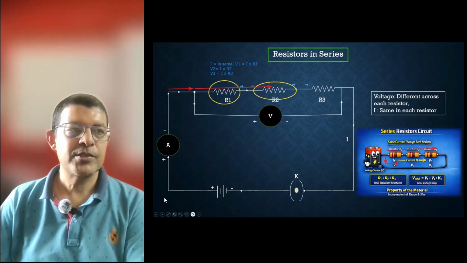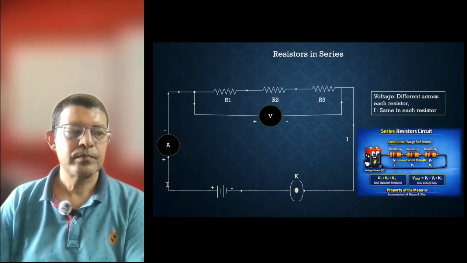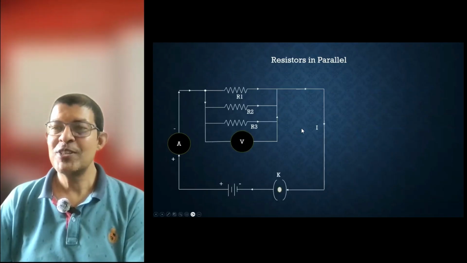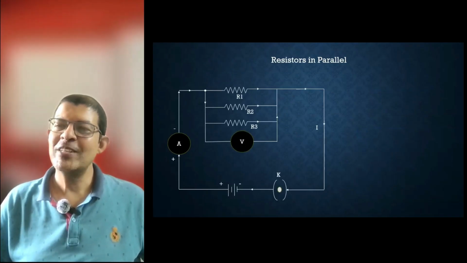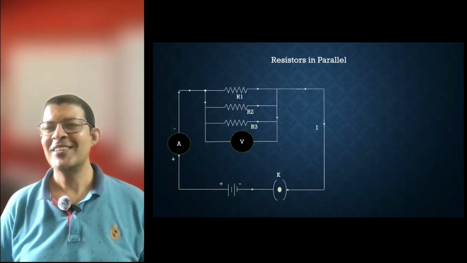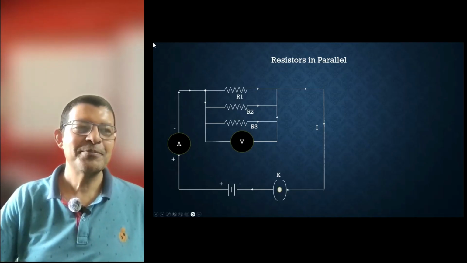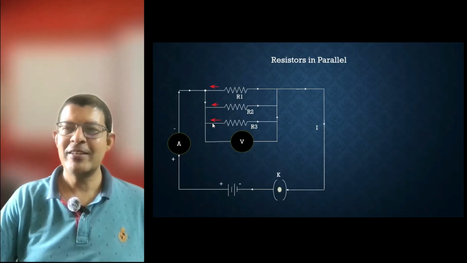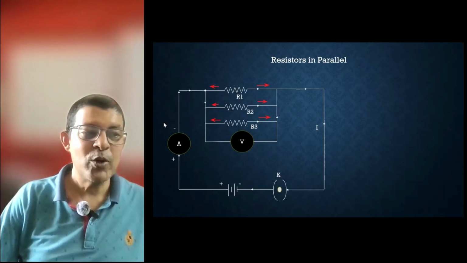So now let us go and let us see the parallel circuit. In parallel circuit, what do you see? The left and right hand of all the resistors are connected to the left hand, right hand of other resistors, right? This left hand is connected to left hand of R2, and R2 is also connected to left hand of R3. Similarly, right hand is connected to right hand of R2, and right hand of R2 is connected to right hand of R3. That means what happens?